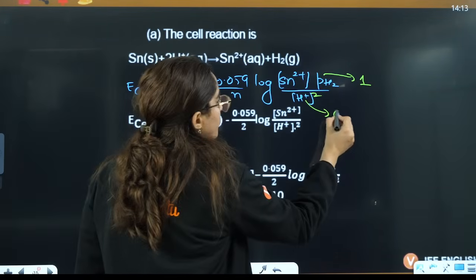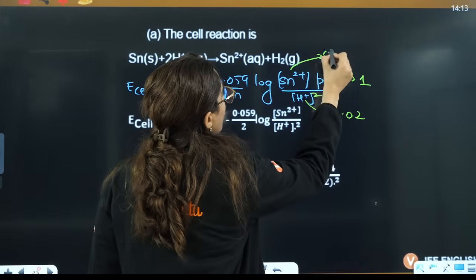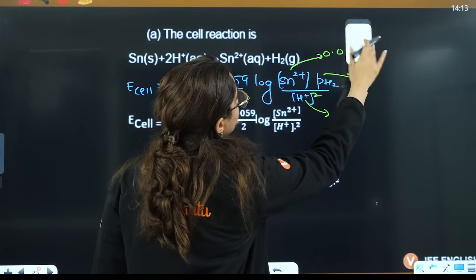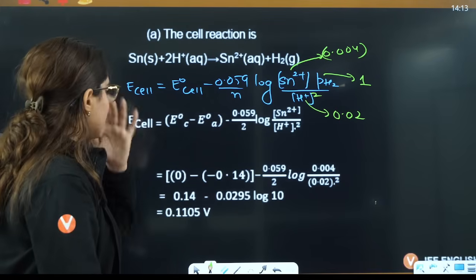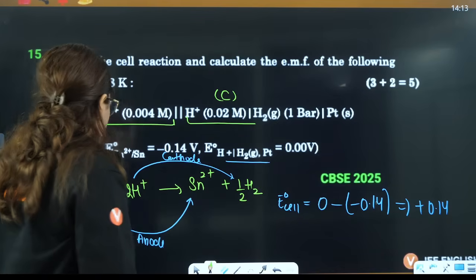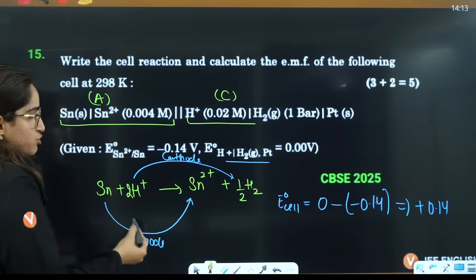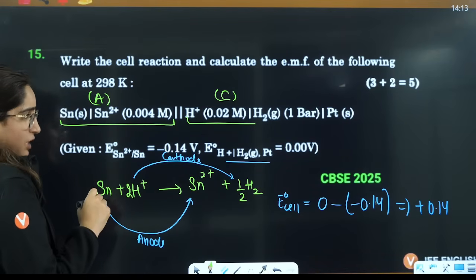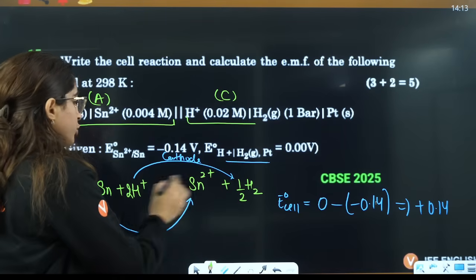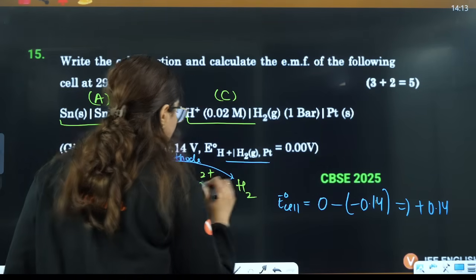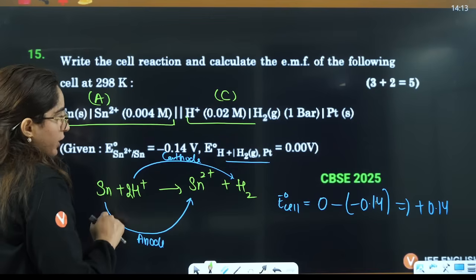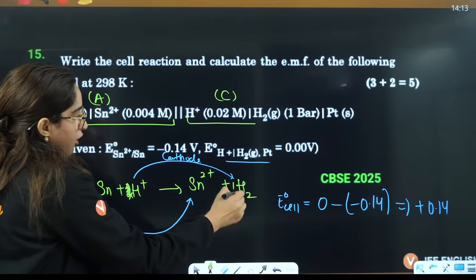This is 0.02, this is 0.0004. So put all the values here, right? N factor, if you see here, number of electrons. Now you will think that, ma'am, why have you put 2 and half here? Why have I put half here? This will be 2. So why have you put 2 here, ma'am? Why not 1 here and half here?